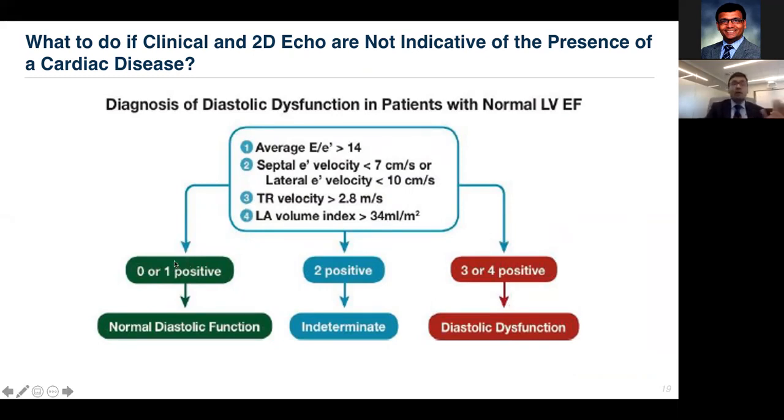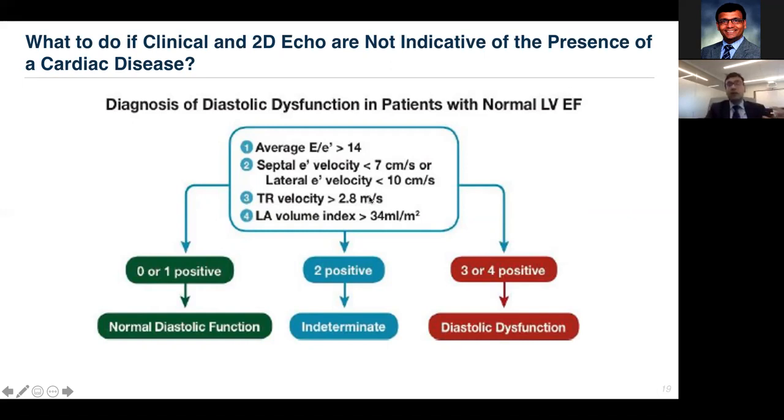If there is only one or none of these parameters abnormal, then it's a normal diastolic function. If there are two positive and two negative, then it's an indeterminate situation. If TR velocity is not obtainable, so you have only three parameters, and two of them are positive, then you may have to look for another feature, such as the pulmonary venous flow signal, to get into this category of three or four being positive.